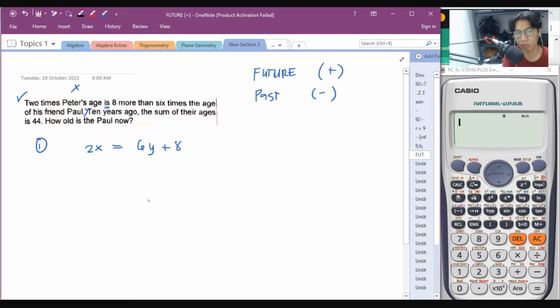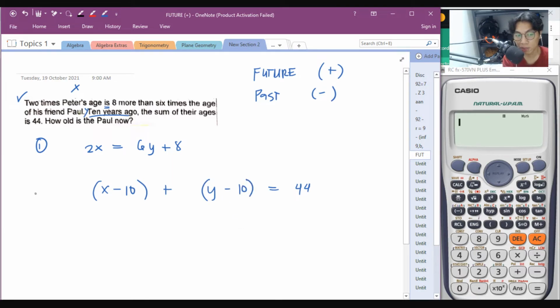How about condition 2? Ito na yan. 10 years ago, so ago, in the past. So, ang gagawin mo, minus. The sum of their ages. So, x plus y is equal to 44. Pero ang sinabi dyan, 10 years ago. Pag sinabing 10 years in the future, you will add. Kapag sinabing ago, you will minus. Siyempre, kung tumanda ng 10 years si Paul or bumata ng 10 years si Paul, si Peter din. 'Di ba? Because we are talking about time. So, pareho silang lalagyan mo ng minus 10.